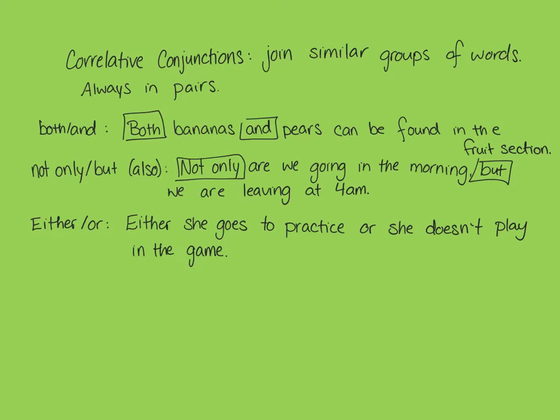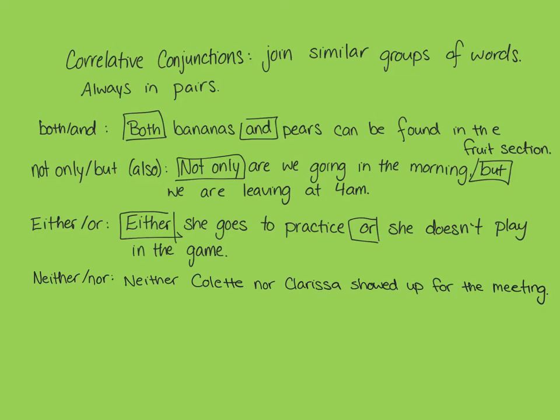Our third pairing is either or. You can say it either way. So either she goes to the practice or she doesn't play in the game. The next set of pairings is neither nor. And so they're used to mean that neither of the things happened. So neither Colette nor Clarissa showed up for the meeting. Means that both of them did not show up.